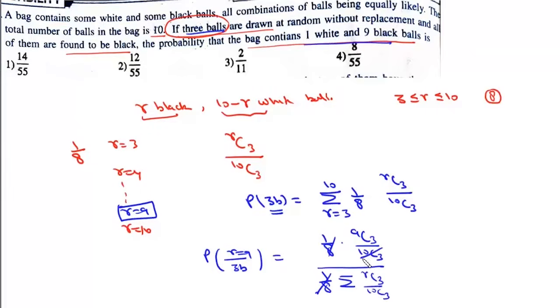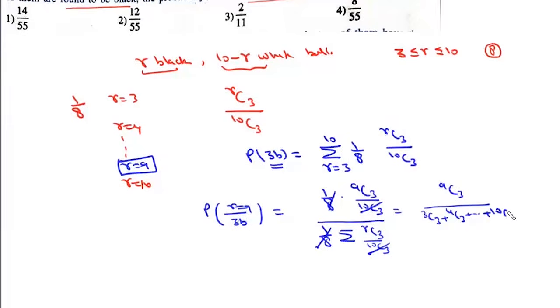Now 1 by 8 will cancel, 10C3 will also cancel. So we'll get 9C3, and here it will be 3C3 plus 4C3 up to 10C3. Now we can write this 3C3 as 4C4. Now since R differs by 1, it will be 5C4. Next one will be 6C4. So finally it will be 11C4. So this required probability will be 9C3 upon 11C4.